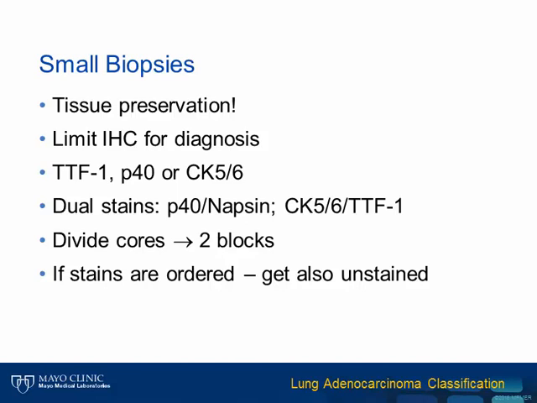We do have to confirm that tumor tissue is actually present in each block by an H&E, but for ordering immunostains, we might only use one of the blocks. Also, if we order immunostains, we always get unstained slides in case additional stains or molecular studies need to be performed.